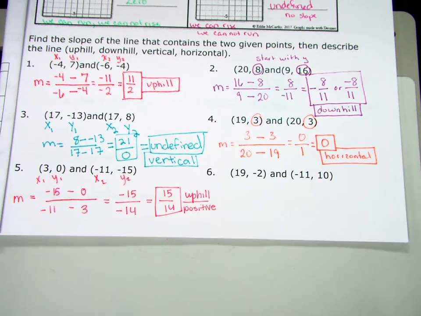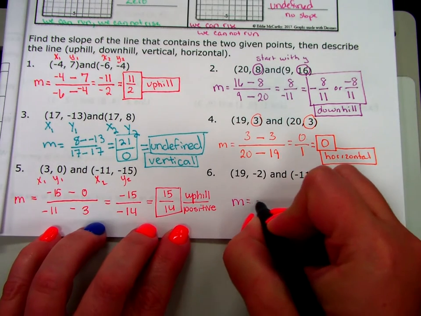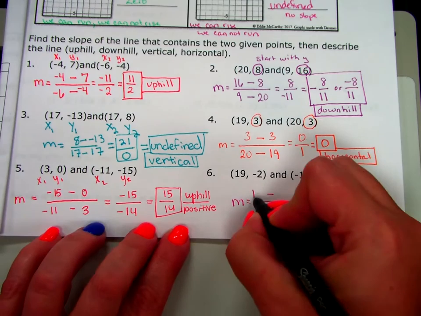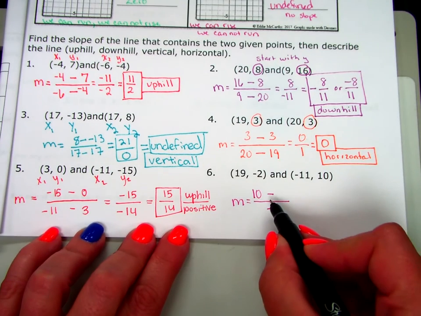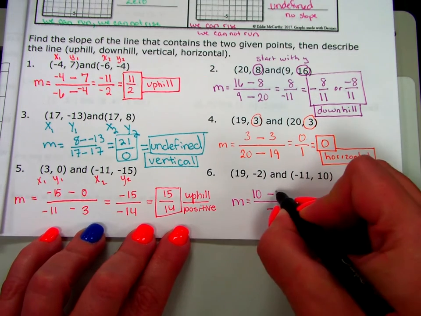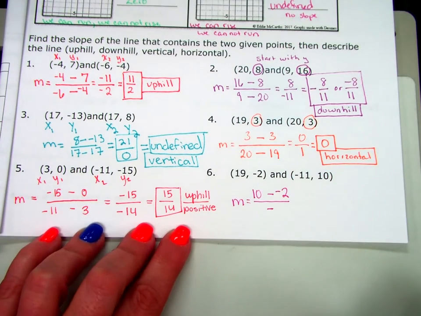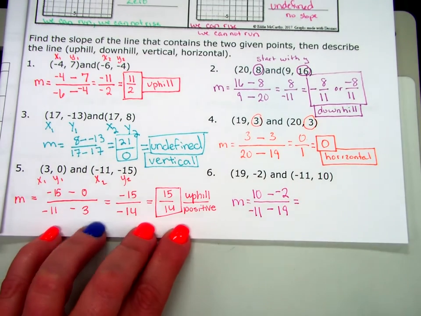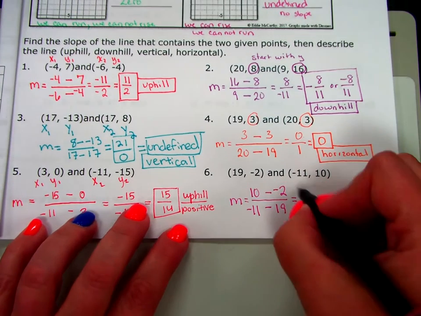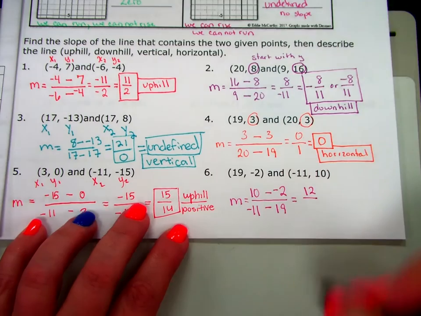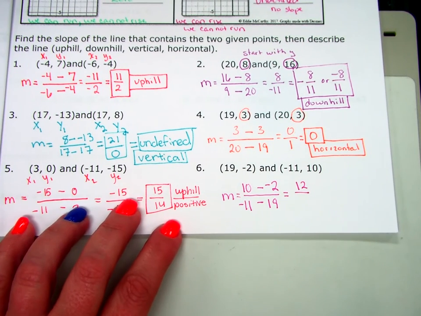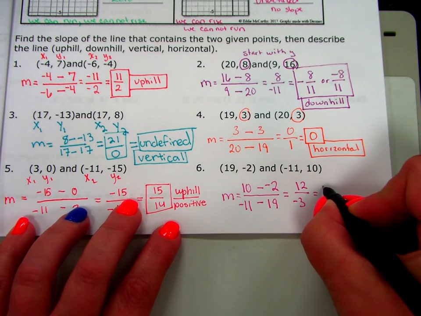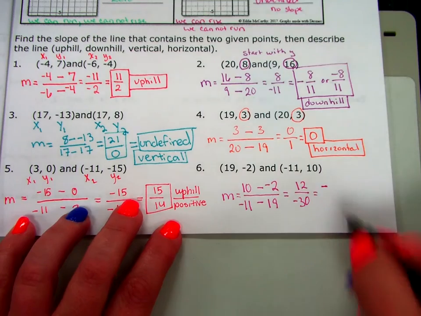Alright, let's look at number 6, my slope. What's going to go in the numerator? 10. Negative 2. I already have a minus, so I have to put the negative? Yes, I do. What's going to go in the denominator? And 19. 10 minus a negative 2 is really 10 plus 2, so 12. Negative 11 minus 19, negative 30. My negative is going to float out into the front or float up to the top. Oops, I forgot my 0.